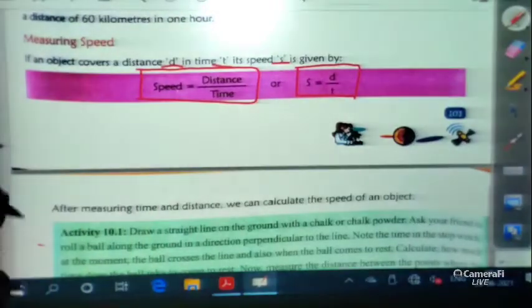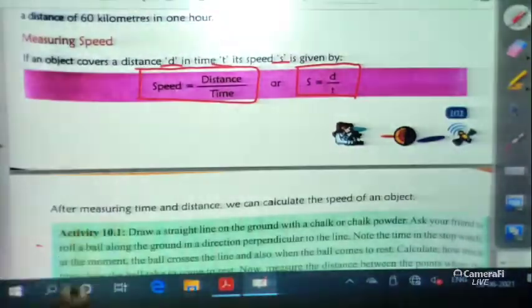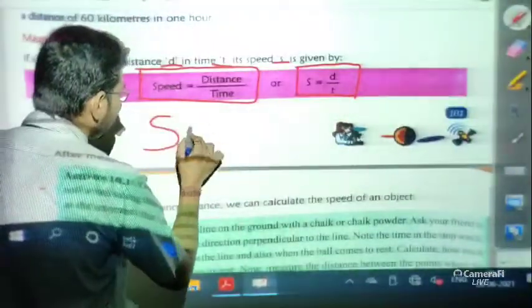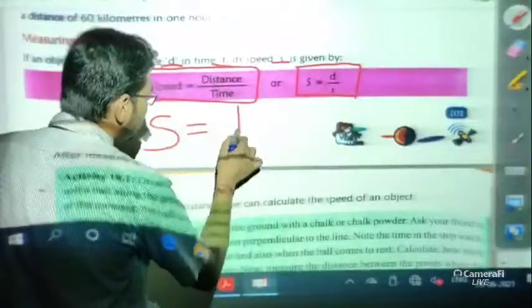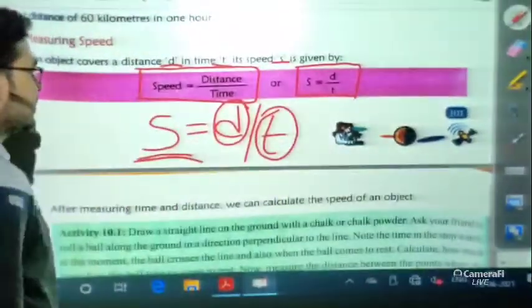So this is the formula. By using this formula you can easily find out the speed. After measuring time and distance, we can calculate the speed of an object. If we want to calculate the speed of an object, we need two things: one is distance, and the other is time. These two quantities we have to know to find out our speed. Now let us move to the next portion.